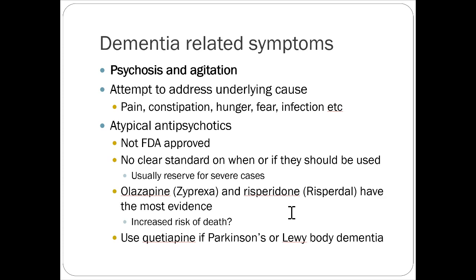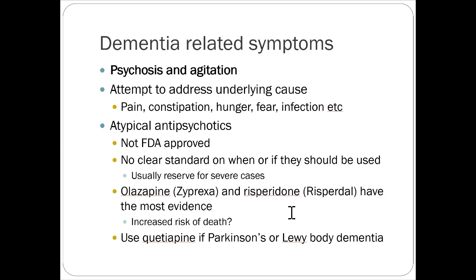Dementia-related symptoms, mostly psychosis and agitation. Attempt to address underlying cause, so pain, constipation, hunger, fear, infection. It's not uncommon for these patients to have significant issues that they can't verbalize. So urosepsis or something like that is a big risk in elderly patients, because they won't really be able to tell you necessarily that they have urinary pain. That's why in the elderly it's really important, especially somebody who has dementia, to do a full physical workup to make sure you aren't missing anything.